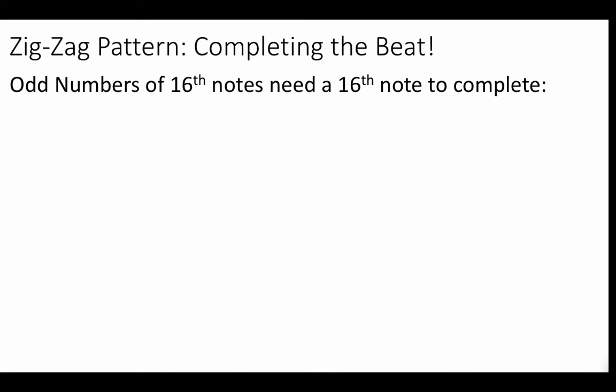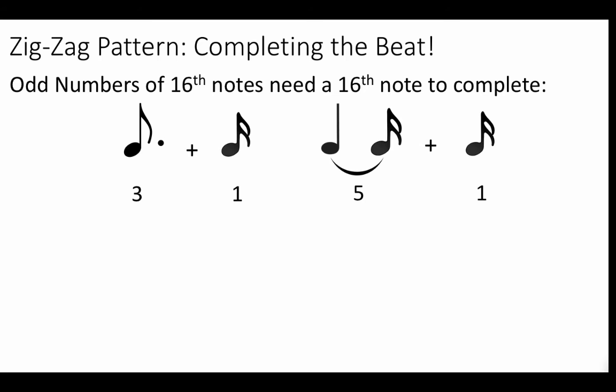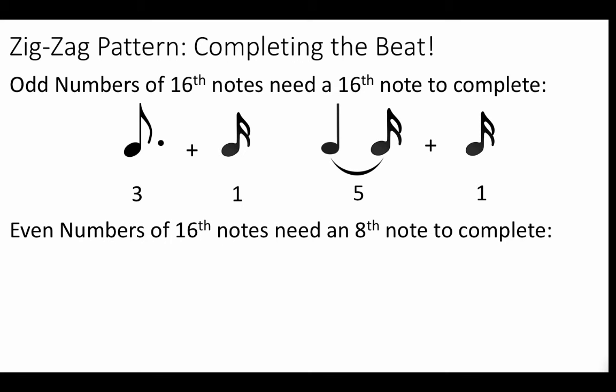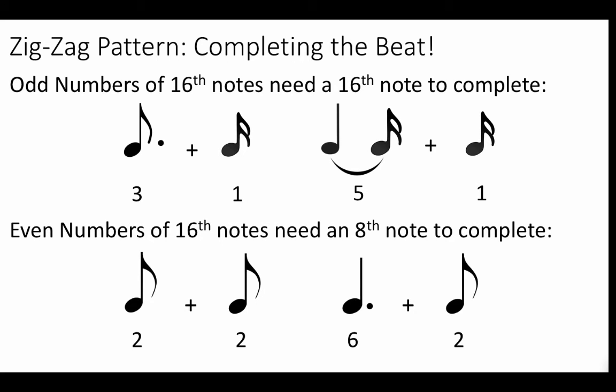Here's one possible explanation. The zigzag comes from a willingness to complete a beat. For example, events with an odd number of 16th notes have a straggling 16th note at the end, so they need another 16th note to come back onto the beat. However, even numbers of 16th notes are left with a straggling 8th note at the end, so in these cases you need an 8th note to come back onto the beat.